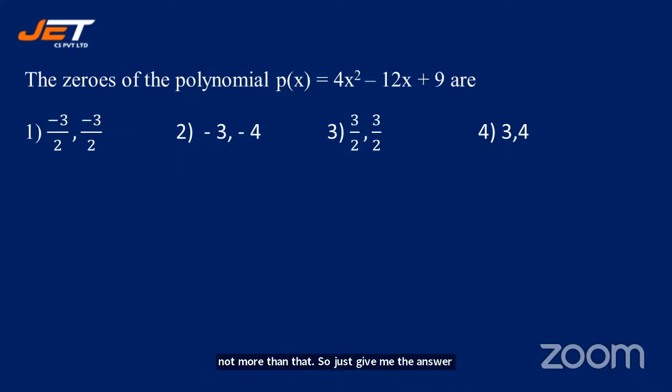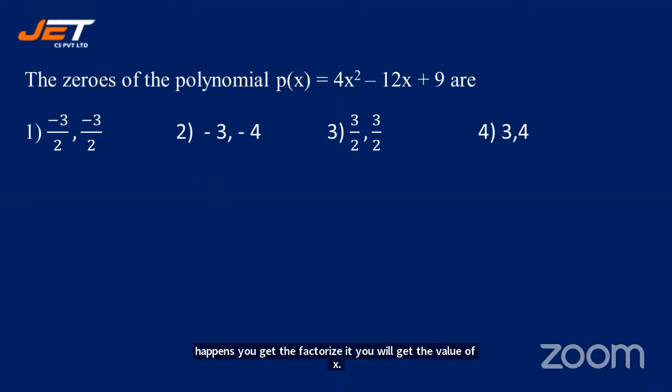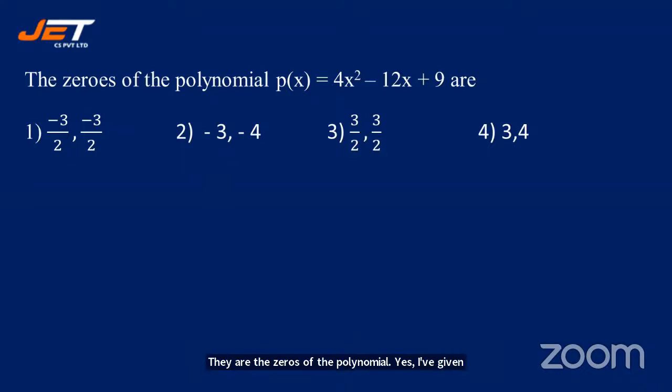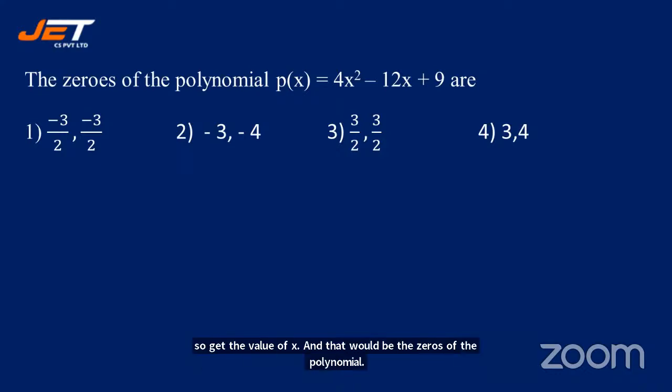You just have to take p of x is 0. Factorize it, you will get the value of x. They are the zeros of the polynomial. Yes, I've given you the clue. Take p of x is 0. It means 4x square minus 12x plus 9 is equal to 0. Factorize this equation very quickly and get the value of x, and that would be the zeros of the polynomial. Let's see, I think the time is over.